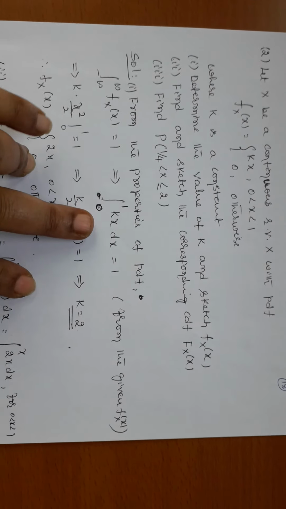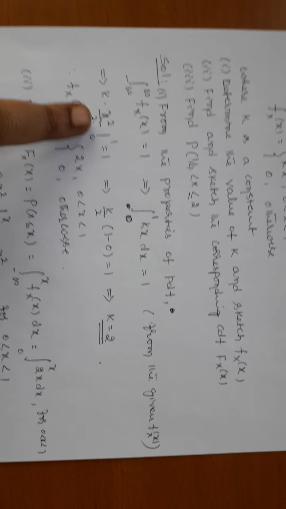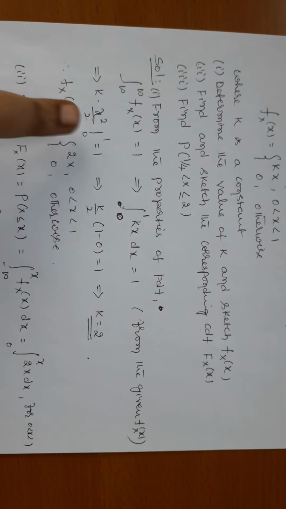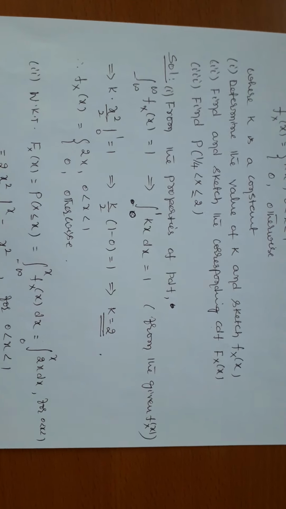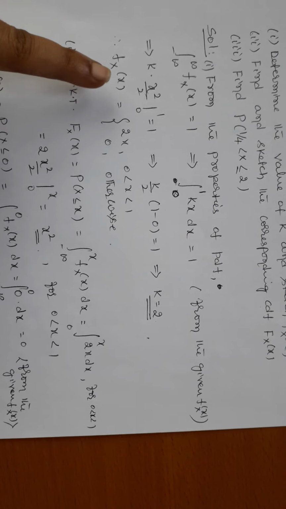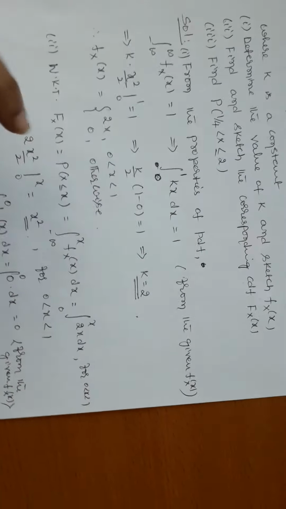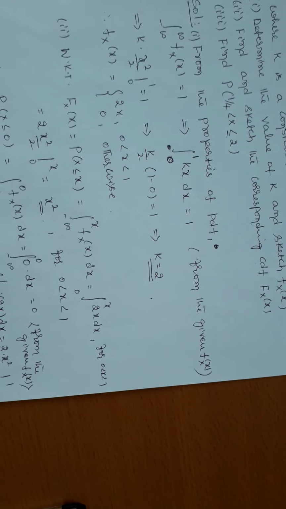Then integrate it. K is a constant, keep it outside. The integration of x with respect to x is x square by 2. K by 2 is a constant. Apply the upper and lower limits, we get K by 2 equal to 1. That implies the value of K is 2. Now I have to substitute K equal to 2 in fx of x. We get 2x for x lying between 0 to 1, and 0 otherwise.